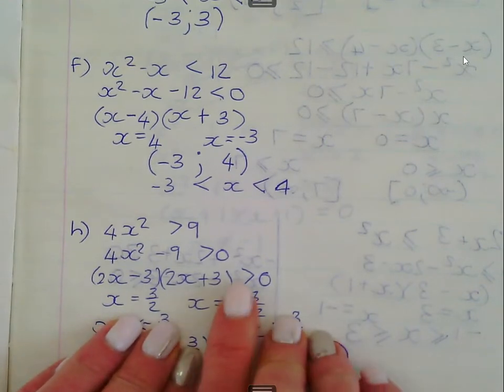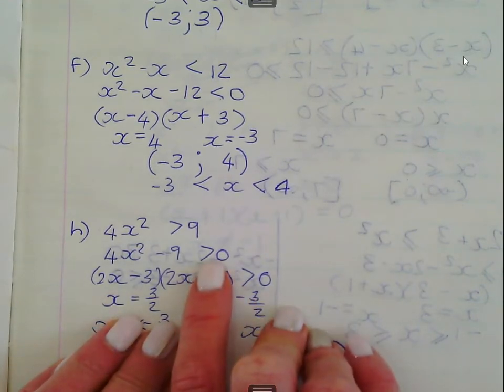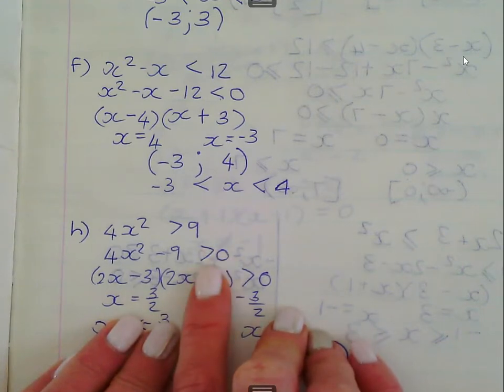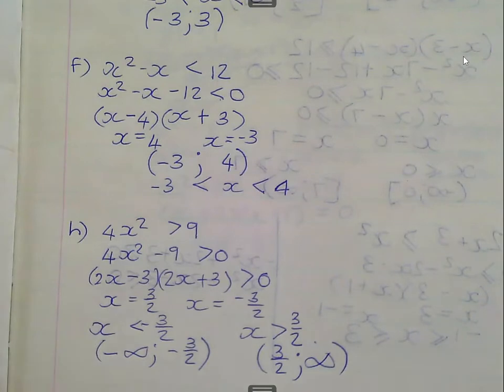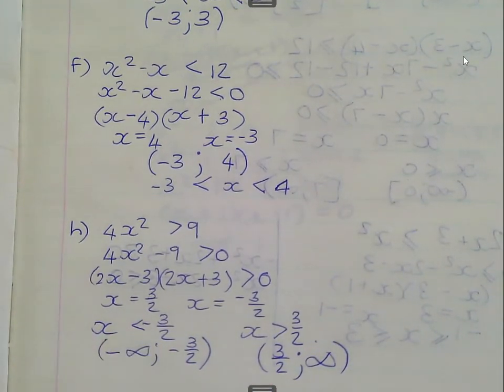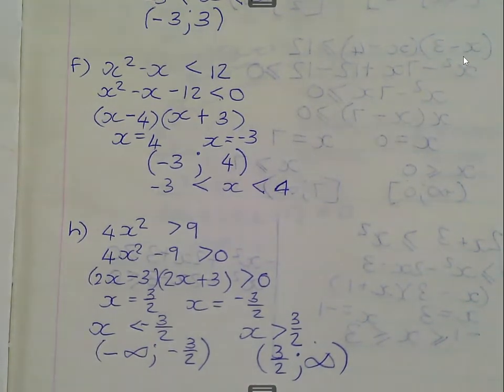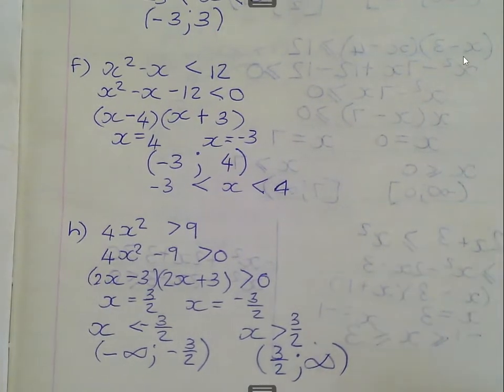Do you see that question or the sign before I factorized? It's asking greater than. So I know it's on the outside of my two values. So I have to write it separately. X smaller than negative 3 over 2. X greater than 3 over 2. And there's the other notation. You happy? You understand that?